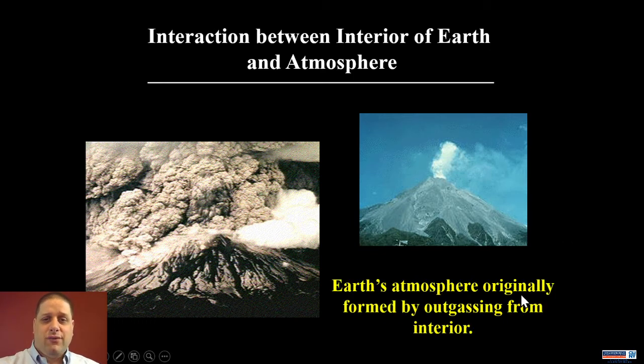So Earth's atmosphere originally formed from outgassing of materials from the interior. So basically the rock that makes up the interior of the Earth changed and emitted the molecules and materials that now make up the atmosphere that we breathe in. So everything was brought here first as.